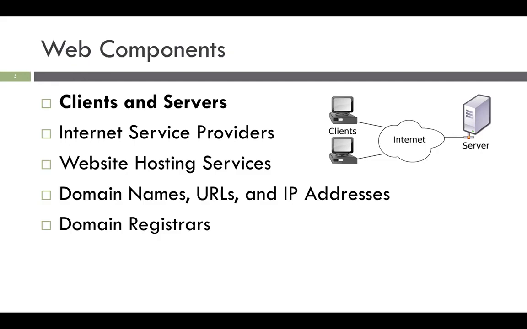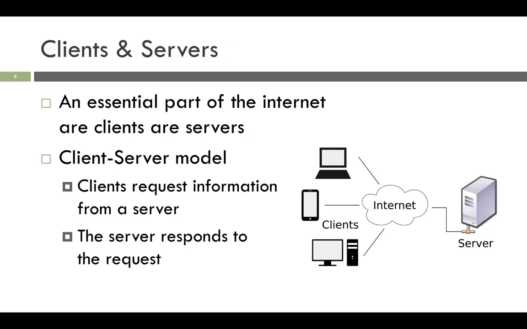The first important component of the web and Internet are clients and servers. Clients and servers are an important part of the Internet, since the World Wide Web architecture uses the client-server model. A client requests information from a server. The server responds to requests for information and then sends the results to the client. A server can accept requests from any number of clients, and even become a client and request information from another server.